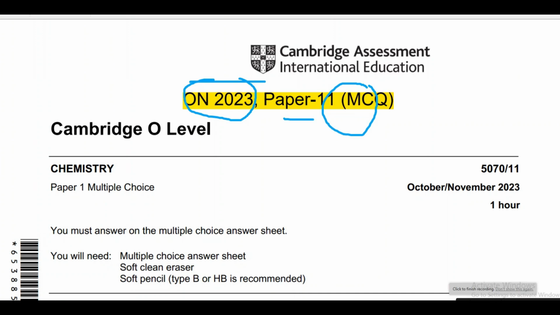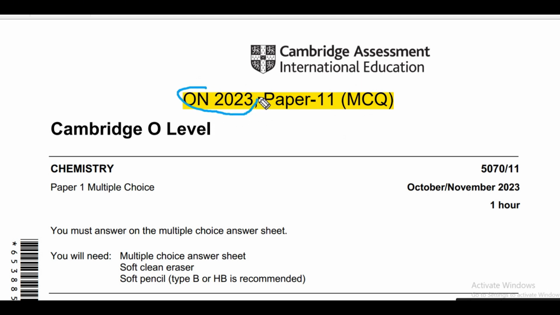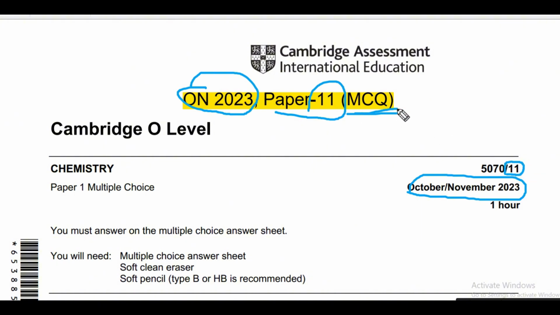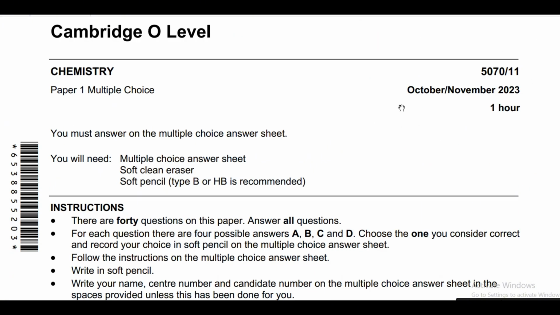Hello dear students, now I am going to discuss Cambridge O-Level Chemistry October-November 2023 paper 1-1 MCQ paper. Let's move.